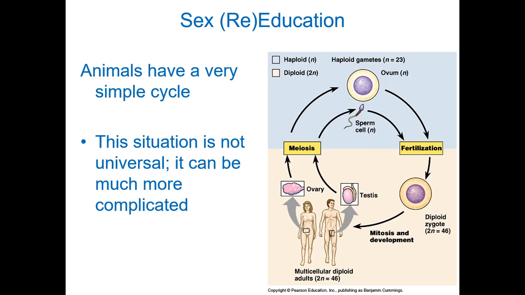That would be the egg and the sperm. So we have meiosis within the testes and ovaries that are going to take diploid cells and use them to generate haploid gametes. The haploid gametes come together. That's known as fertilization or syngamy. That produces a zygote. The zygote undergoes lots and lots of mitosis, and we're back to our multicellular diploid stage.